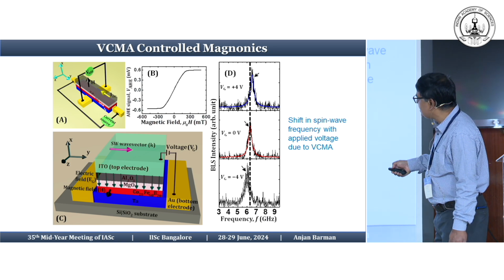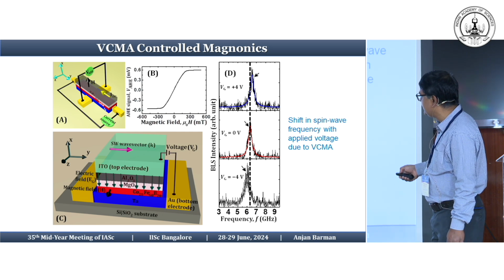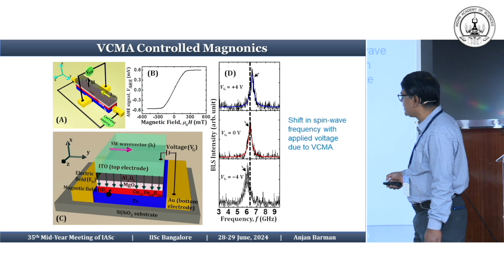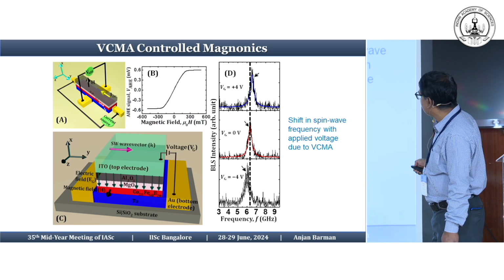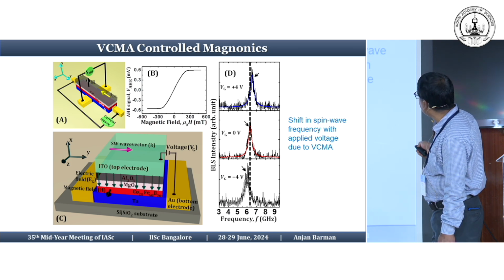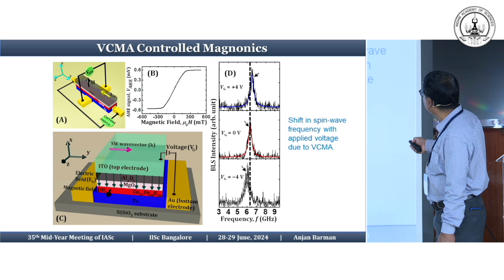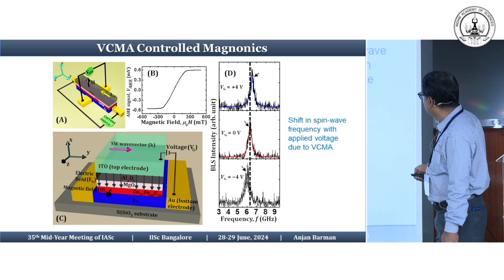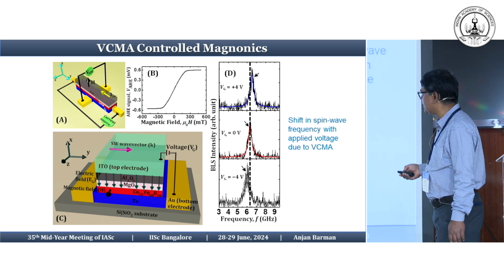Now here you can see that there is no pattern, this is continuous. So the electric field will continuously penetrate and give rise to a uniform change in the anisotropy. When we do this Brillouin light scattering measurement, we can see that there is a shift in the peak of the spin wave as opposed to this dotted line, which is for V equals 0. When I apply +4 volts, it shifts to the positive side, and at -4 volts, it shifts to the negative side. So you know that the VCMA is working.